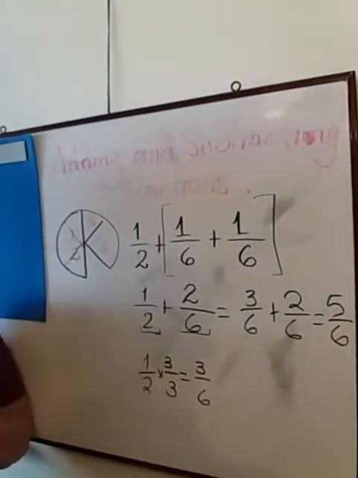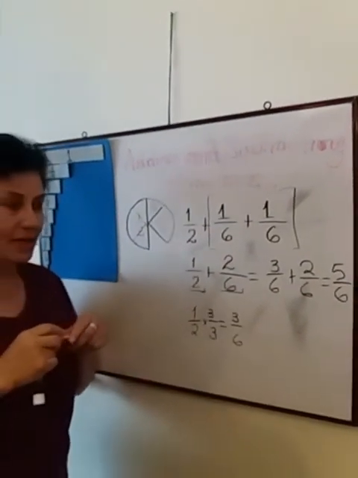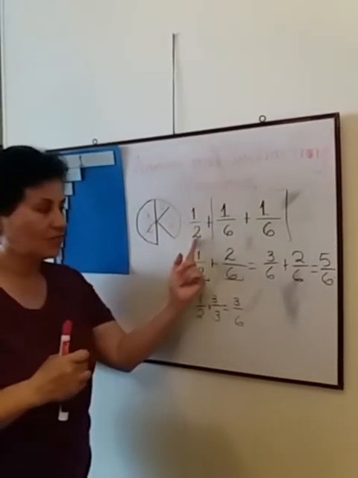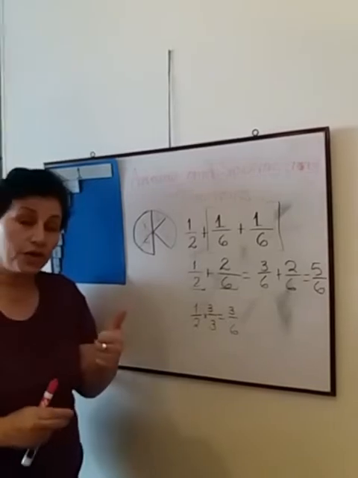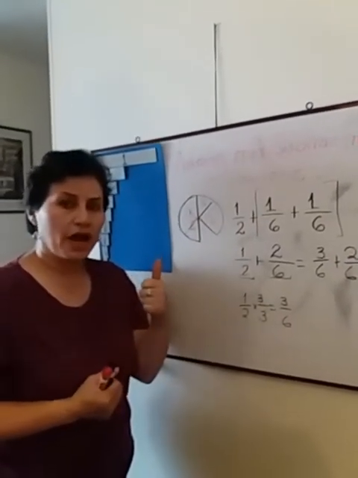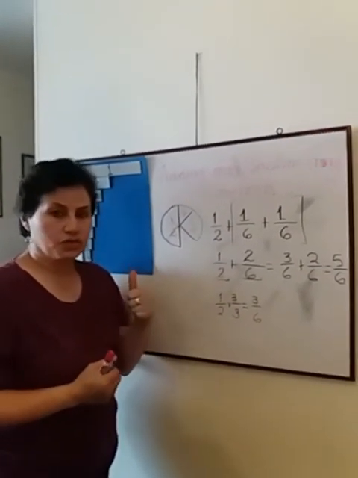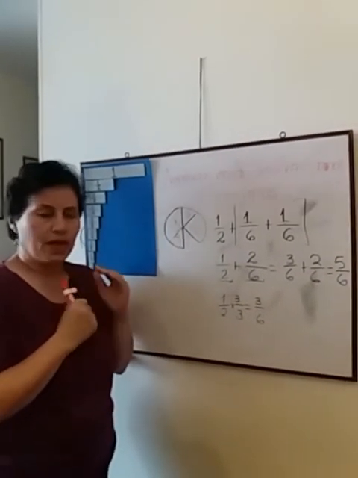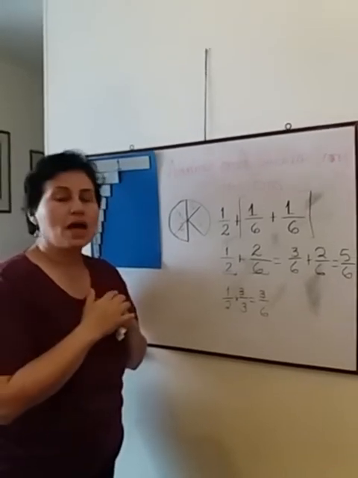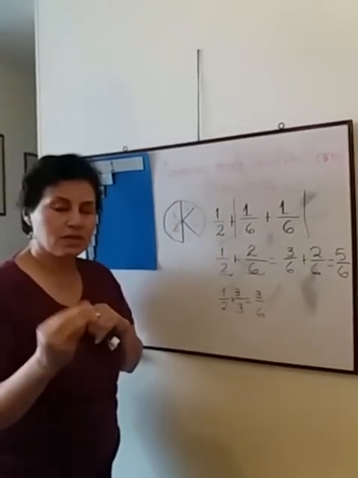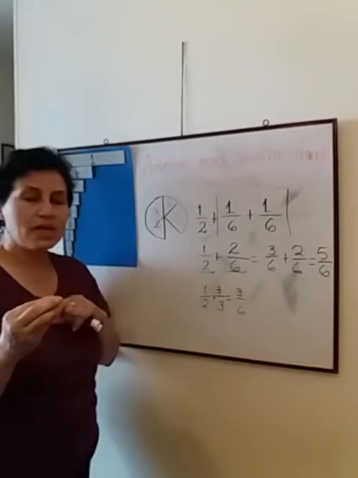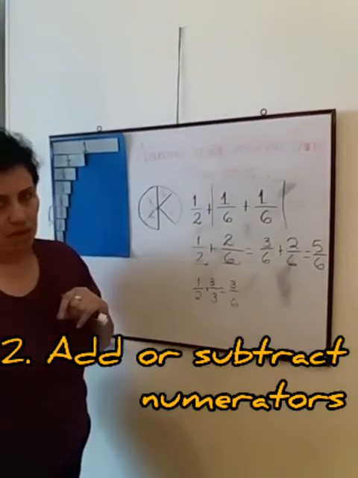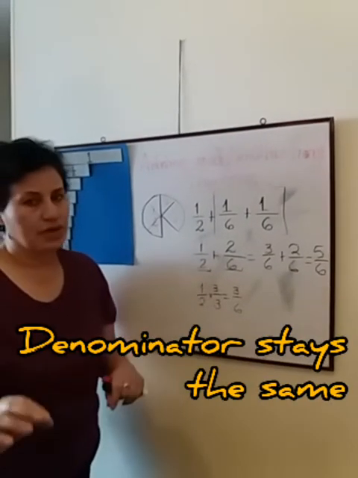So let's remember the steps for adding fractions with unlike denominators, or fractions with a different denominator. First, find an equivalent fraction. Find equivalent fractions that give me the same denominator. Second, once I convert the fractions to the same denominator, I can simply add the numerators and the denominator stays the same. Let me give you another example.